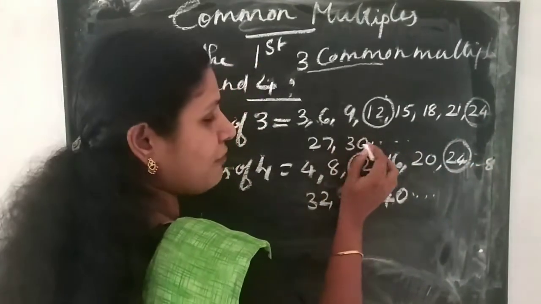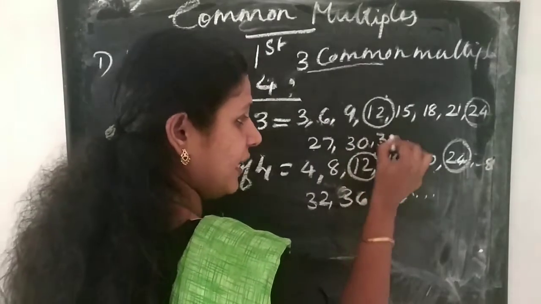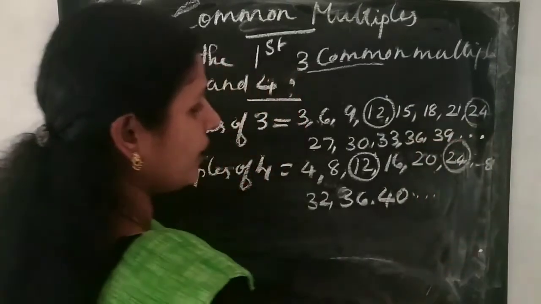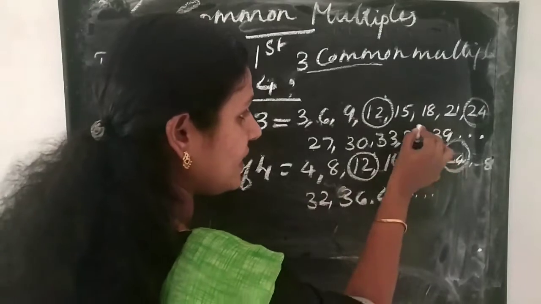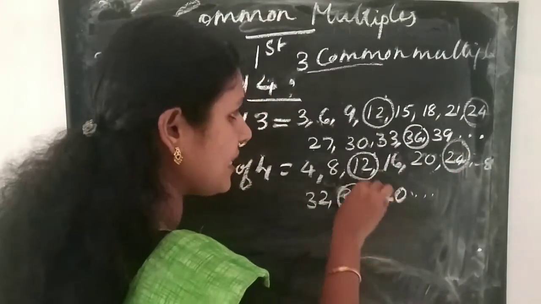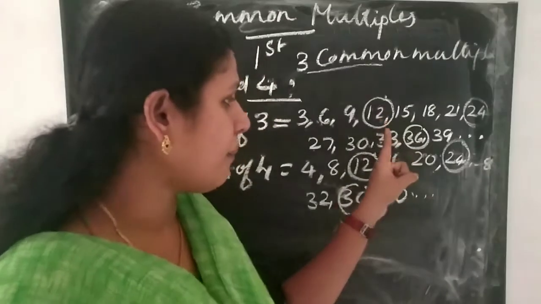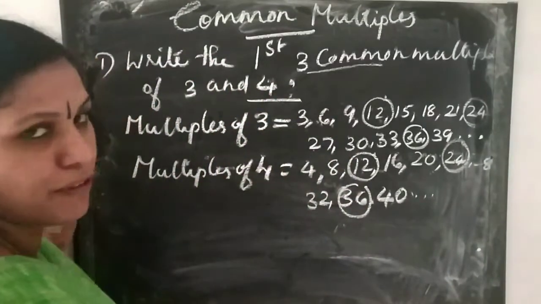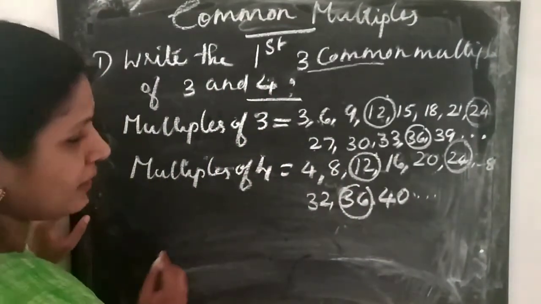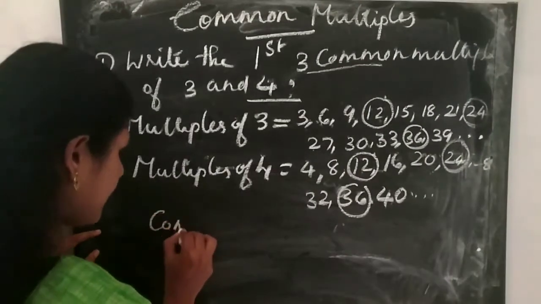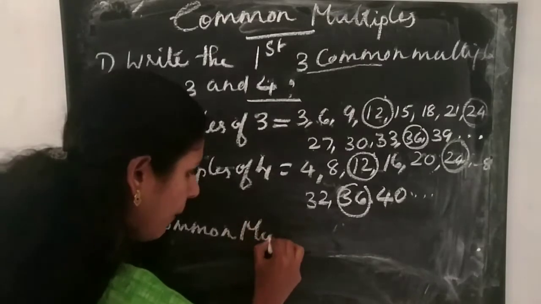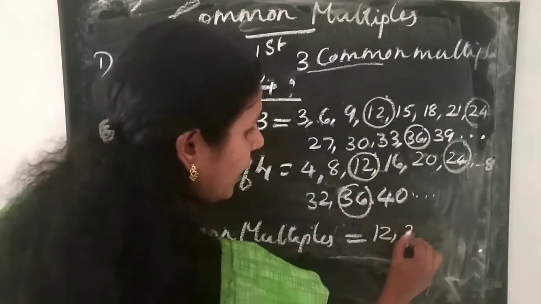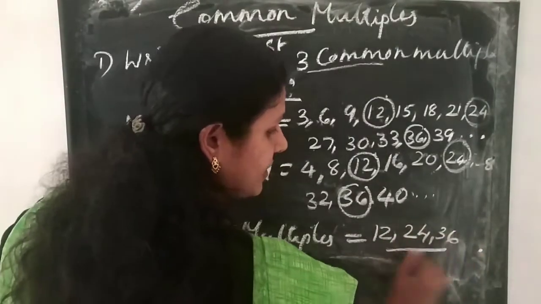Again, the number after 30: 11 3s are 33. You just continue 33, 36, 39, and so on. Here 33 is not here, 36 is here, 36 here. So now we get 3 common multiples: 12, 24 and 36. Our question is the first 3 common multiples of 3 and 4, isn't it? So next we write the common multiples: 12, 24, 36.